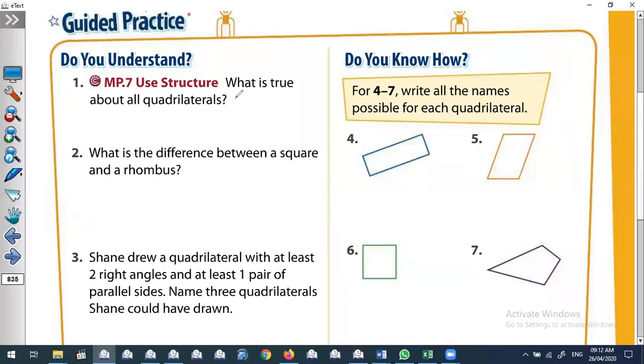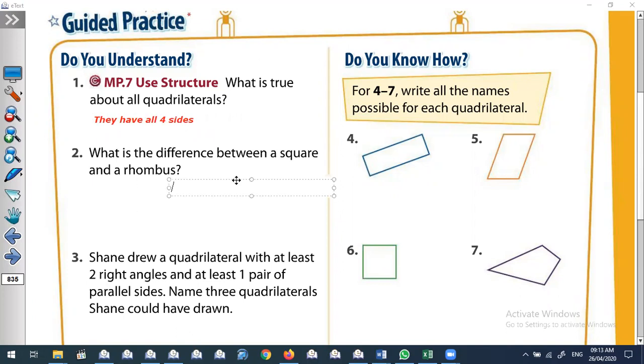The first one, what is true about all quadrilaterals? What is true about all quadrilaterals is that they have four sides. Each quadrilateral has four sides. That's what is true about the quadrilateral.